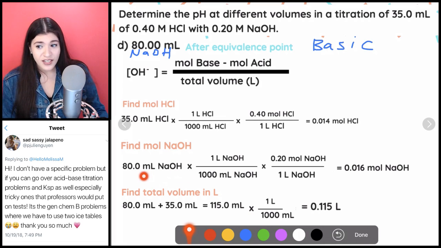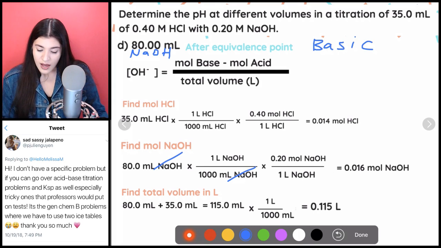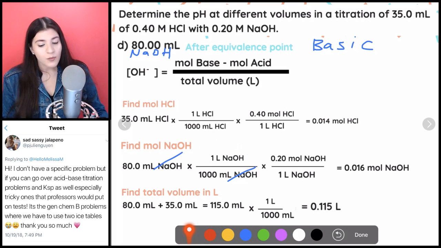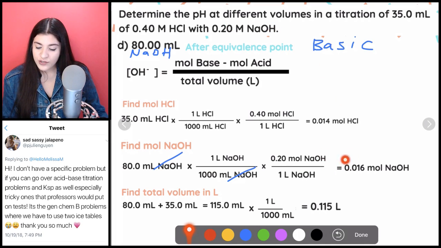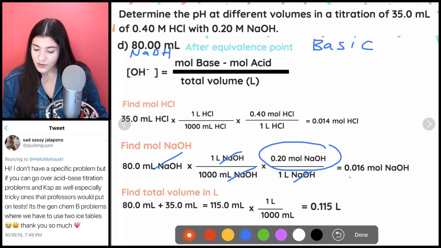We're going to convert that to liters, and this is going to cancel. So milliliters cancel. Now we're in liters. And then we'll use the concentration that we did before. So that molarity, I'm going to split apart into moles divided by liters. Liters and liters cancel. We're now at moles, and this is what we would get.